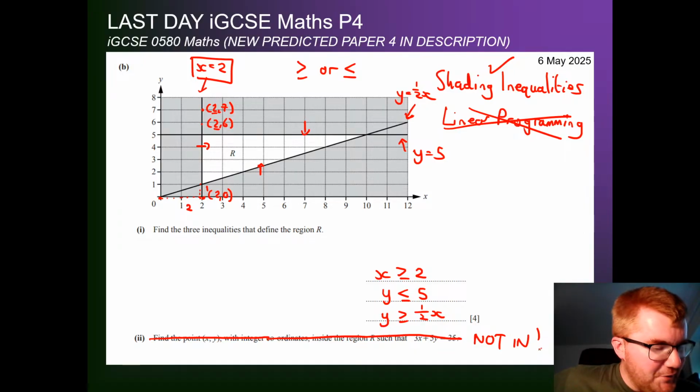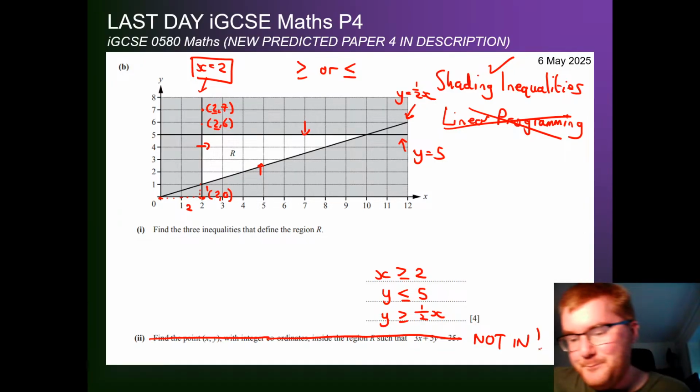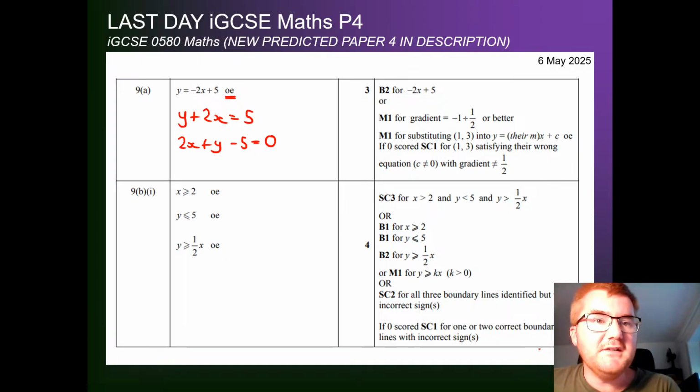Love your beard. Oh, thank you, Gunter. Thank you. Okay, so there's the mark scheme.